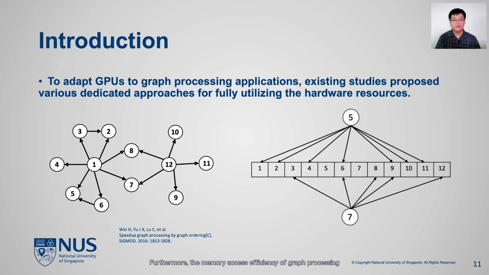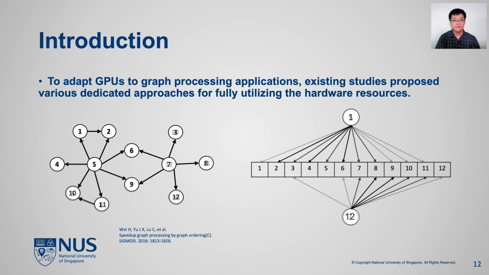Furthermore, the memory access efficiency of graph processing is highly related to the node indexing. Therefore, a series of methods based on reordering has been proposed. They aim to increase the locality of the nodes or edges so that by relabeling the nodes without changing the topology of the original graph, the memory access efficiency when parallel processors traverse the graph can be improved.